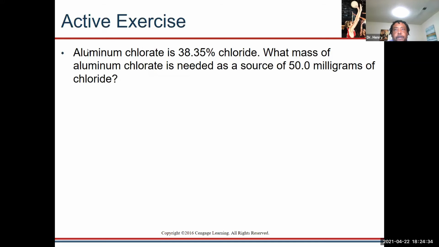So here's a question for you. Aluminum chlorate is 38.35% chloride. What mass of aluminum chlorate is needed as a source of 50.0 milligrams of chloride?